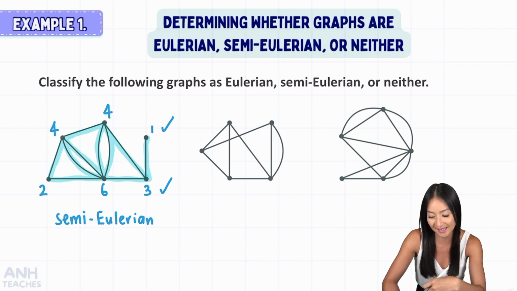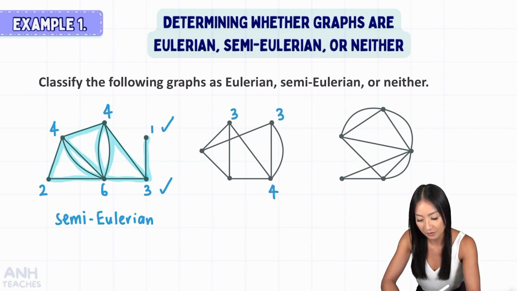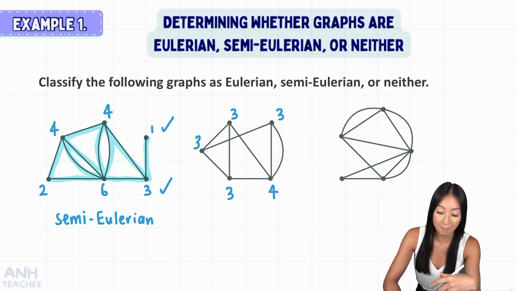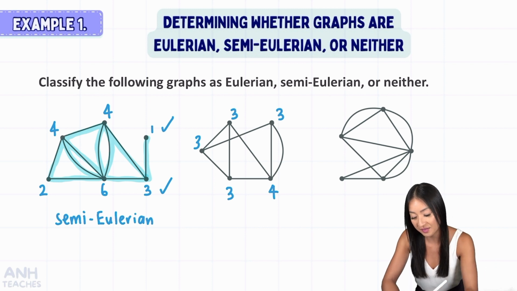Now, moving on to the second graph, I have a degree of 3, 3, 4, 3, and 3. Now, I have more than 2 odd vertices. Straight away, this one is going to be neither.